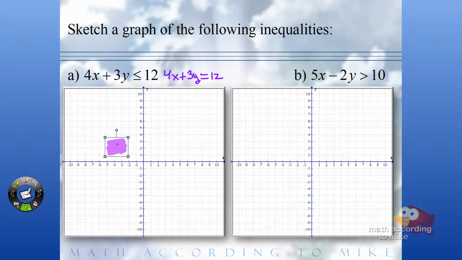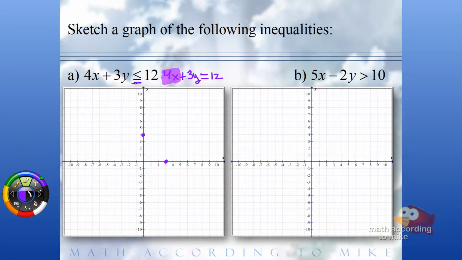The easiest number to pick is 0. So if we put in 0 in for y, that whole term goes away. Pretend it's not there. And you have 4x equals 12. Well, if 4x equals 12, that means x equals 3. So on the x-axis, we put a point at 3, 0. And now if we set x to be 0, then that whole term disappears, and you're left with 3y equals 12. Well, if 3y equals 12, then y equals 4. So on the y-axis, we put a point at 0, 4.